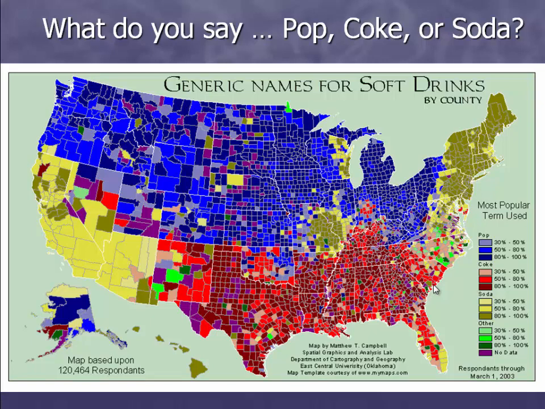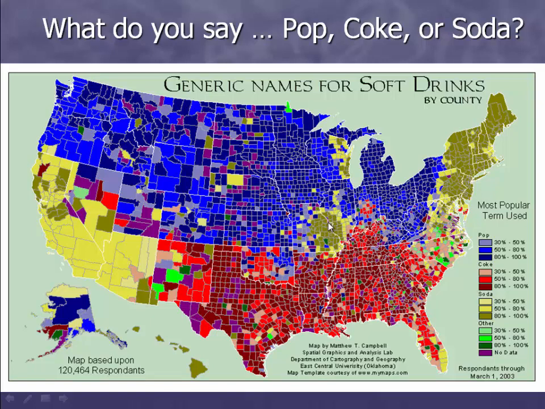And it's always neat to talk about humans and geography, and especially spatial patterns. And I think one of the really cool ones to start with here is the generic name for a soft drink by county. It's really interesting. Take a look down here, towards St. Louis. You can see that nearly 80 to 100% of the people in St. Louis actually say soda.